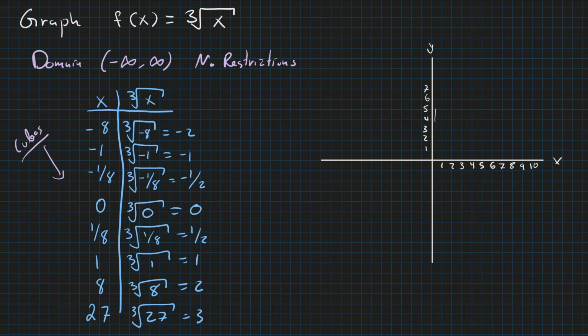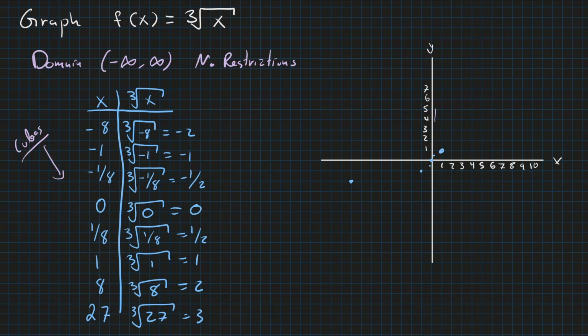So now I'm going to go ahead and plot these. So at negative 8, I get negative 2. So we're down here. That's our first point. At negative 1, we're at negative 1. At negative 1/8, so like somewhere in here, we're like right in there. And then at 0, we're at 0. And then at an eighth, we're like right in there. That's pretty close and accurate.